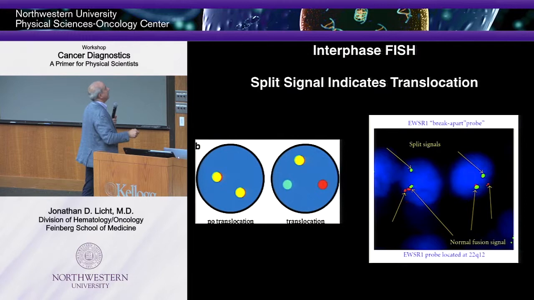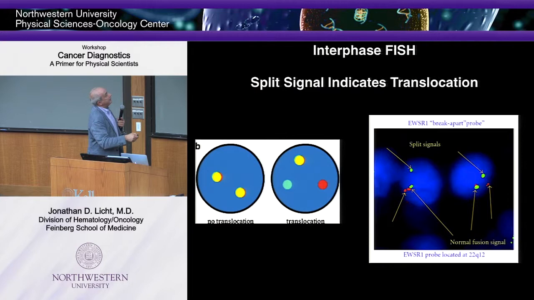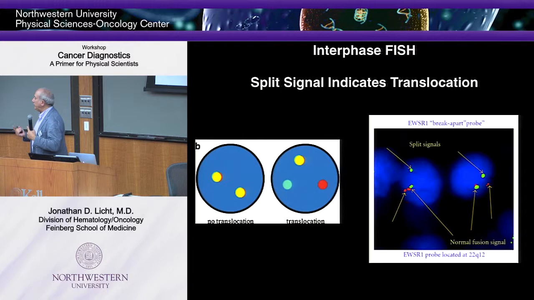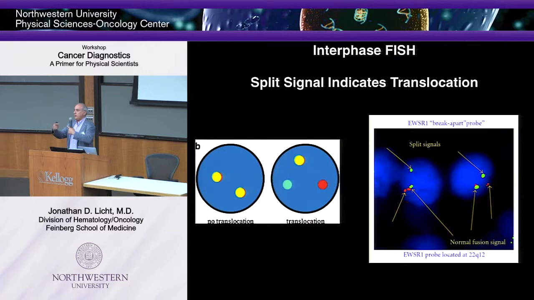So if there's no translocation, it's yellow. If they break apart, you see a separate green and red. And so these are so-called split signals. Here's a normal fusion signal right here, a normal fusion signal, and here's an aberrant split signal. So we have these merge probes and these split probes, and these are routinely used to diagnose whether or not an aberrant chromosome has rearranged, bringing two segments together, or two segments that should be together have broken apart.